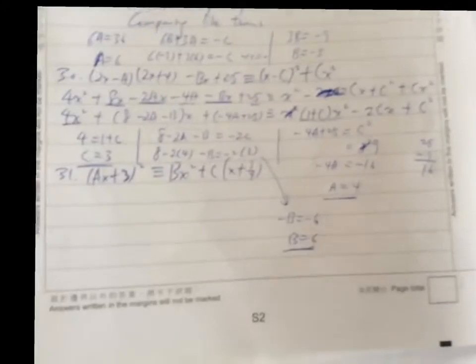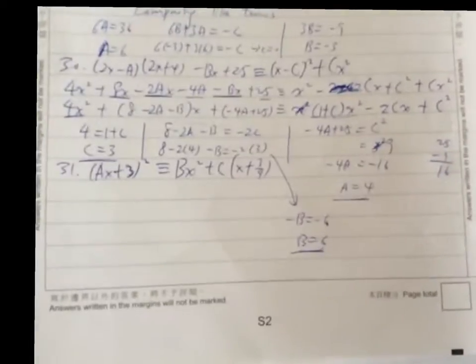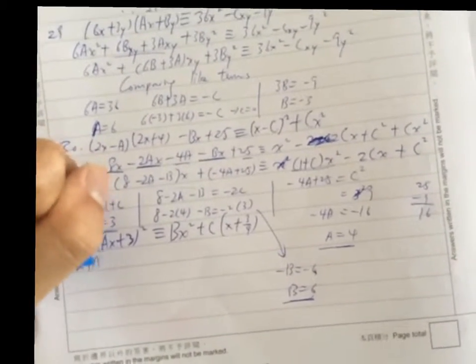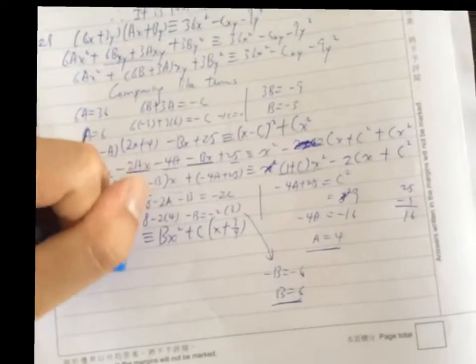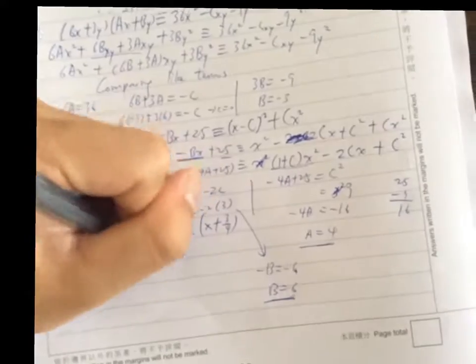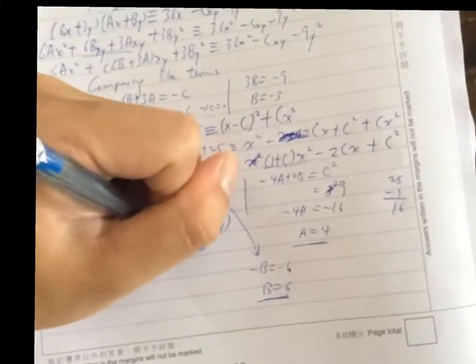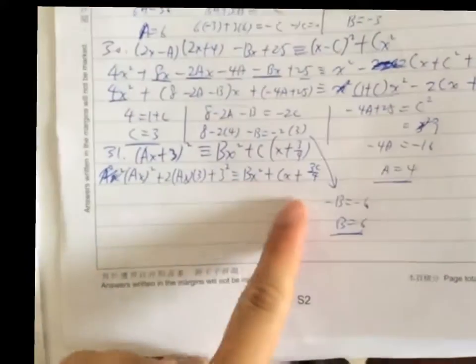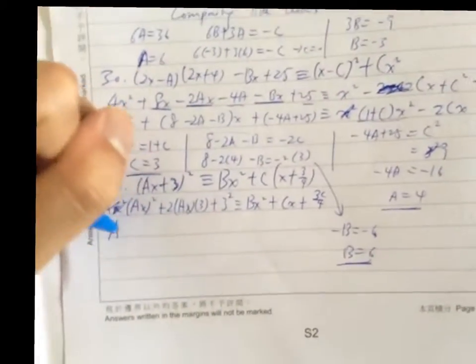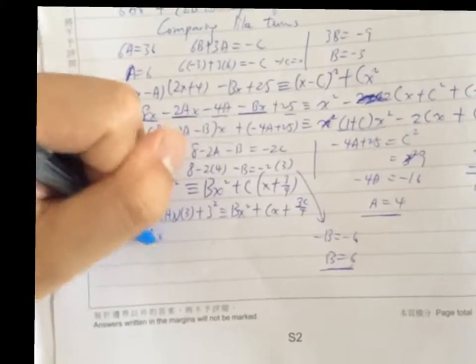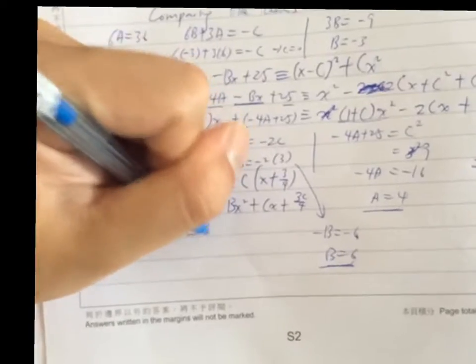This one is quite difficult. Hope you understand well. So this one, you expand this out. (ax plus 3) squared, that means (ax) squared plus 2 times ax times 3 plus 3 squared, equals bx squared plus cx plus 3c over 4. So it's x squared term, x term, and constant term. This one is also finished. a squared x squared plus 6ax plus 9.